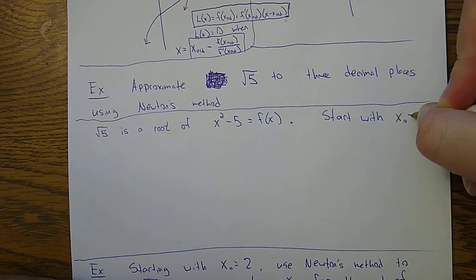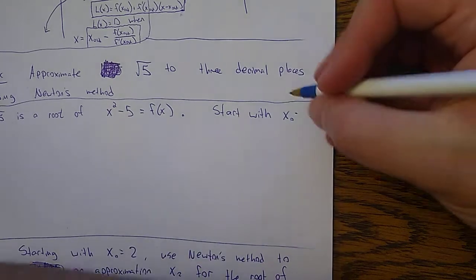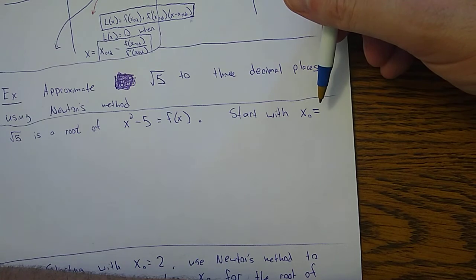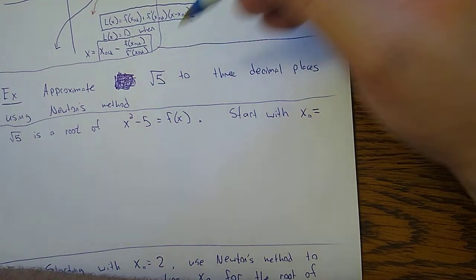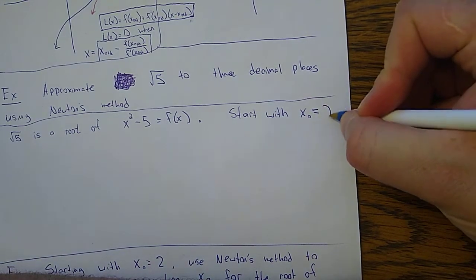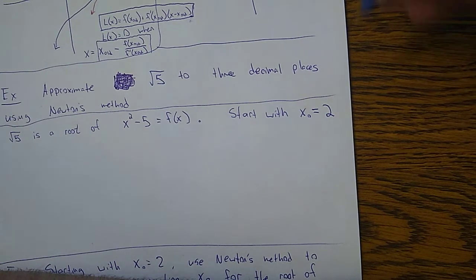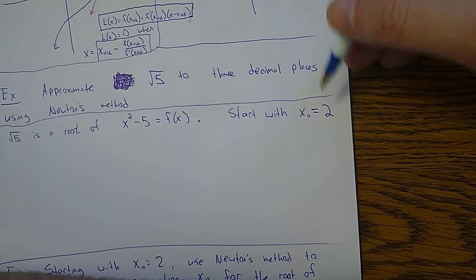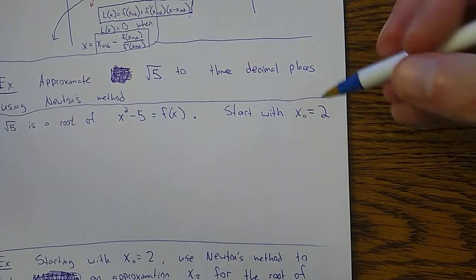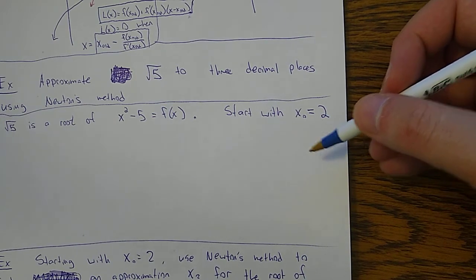We need some initial approximation, and then we'll probably make that better several times. I'm going to come up with a guess that I think is close to the square root of 5. It doesn't need to be that close, so I'm not going to try that hard. I'm just going to say 2. The square root of 4 is 2, and 5's not that far from 4. We'll just start with 2. And I'm going to call that x sub 0. And then the next one is going to be x sub 1, and then the next one is going to be x sub 2, and so on.